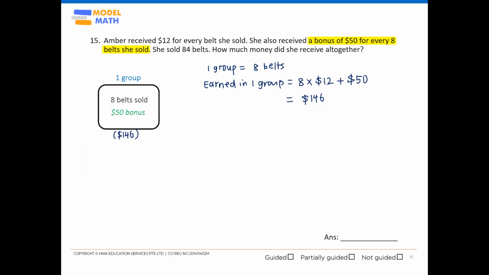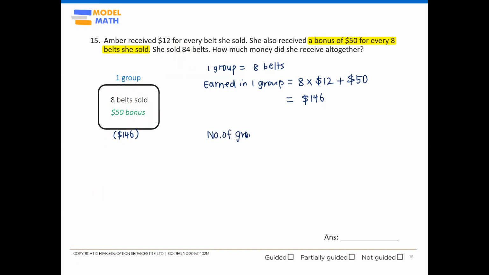All right. Okay, so I've settled earnings in one group. I've settled the number of belts in one group also. Now, the next thing is to look at the total given. This time they give us 84 belts. They didn't give us the money earned. They give us the number of belts. So with these 84 belts, can I go and find out how many of such groups she must sell first? Definitely. Okay, so that will be what I'm interested in next.